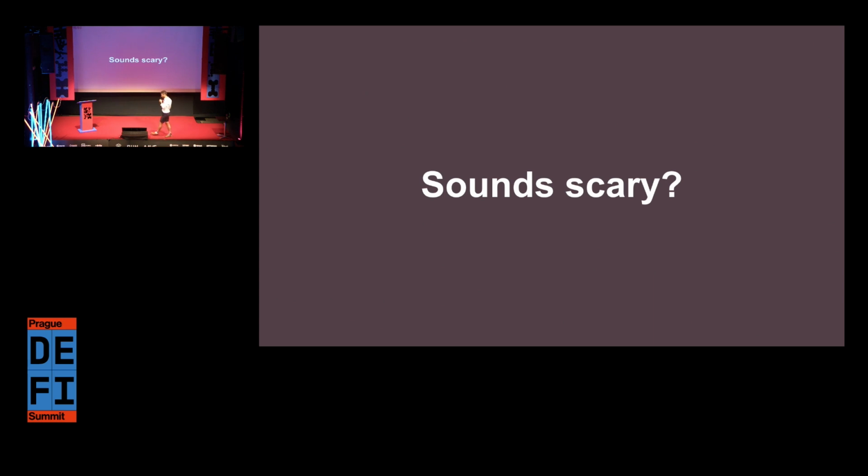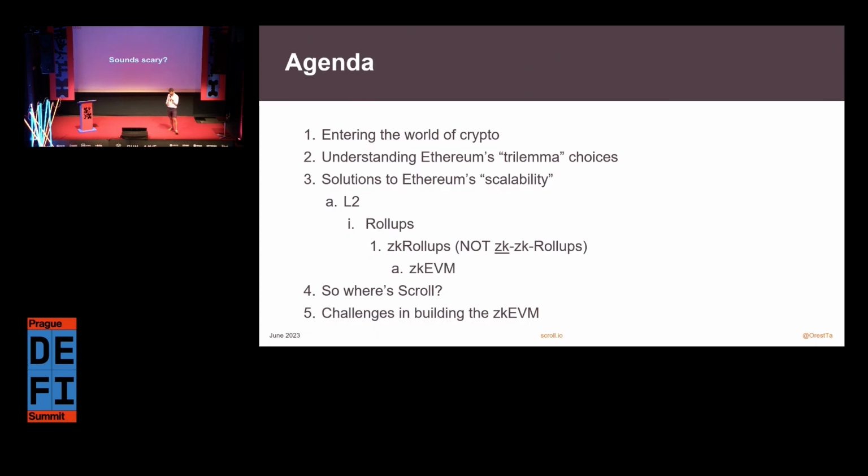Still, to the other two-thirds, it might sound a bit scary. You have all those keywords and you don't really know how to apply this to your use case. You don't know where this leads to compromises. So I'd like to start with a bit of a personal journey of entering the world of crypto and being exposed to all of those keywords and buzzwords and feeling kind of overwhelmed, in order to show you that this is something that passes and it's not unavoidable. And next, we'll talk about Ethereum's trilemma choices briefly.